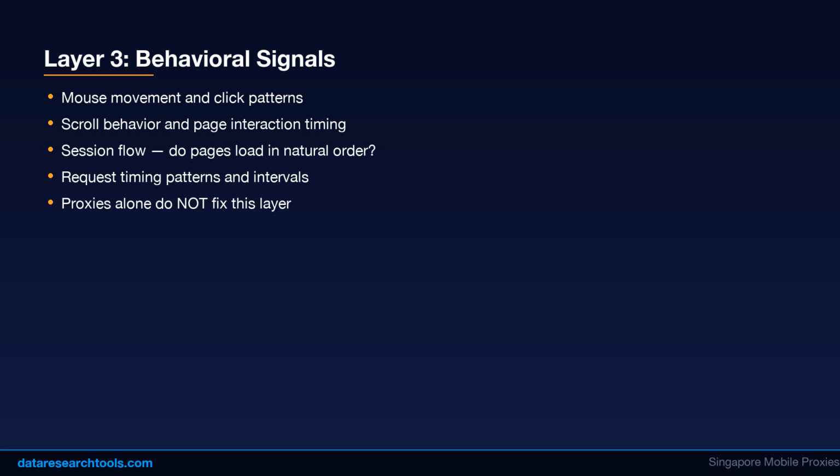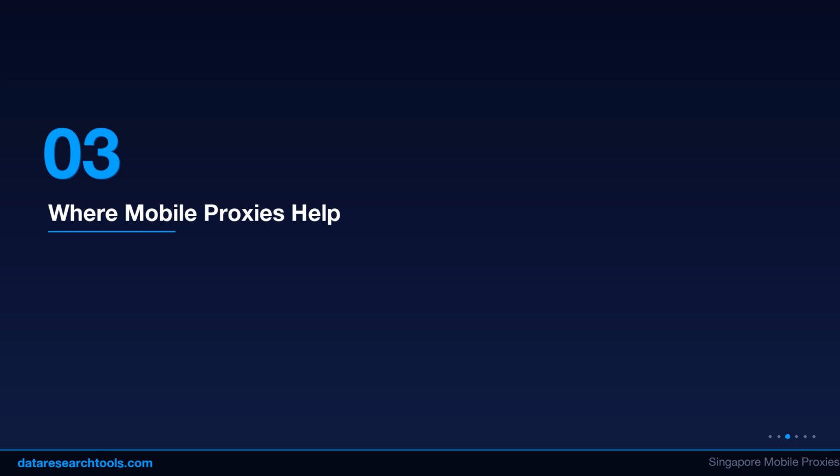Real users misclick. Real users hesitate and correct themselves. Bots don't. A mobile carrier IP does not humanize robotic behavior. If your automation script clicks a button 50 milliseconds after page load every single time, the behavioral signal layer will flag it. It doesn't matter how trusted the IP is. The fix here is randomized timing, realistic interaction simulation, and for account-based work, genuinely human-like session patterns rather than scripted sequences. So the reality is you need all three layers to pass simultaneously.